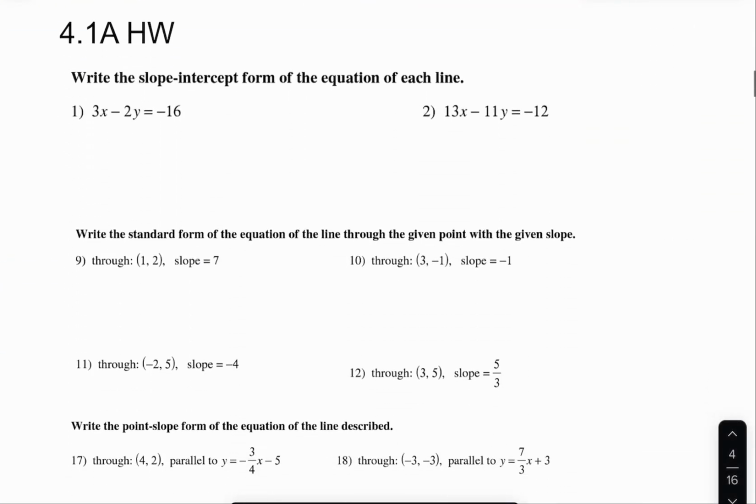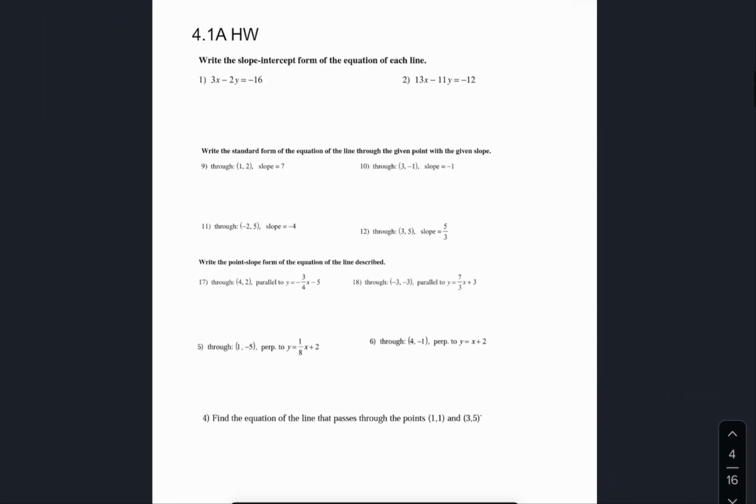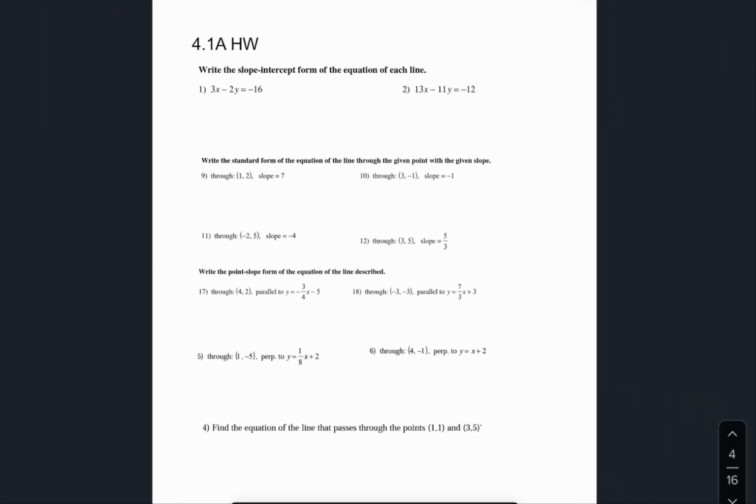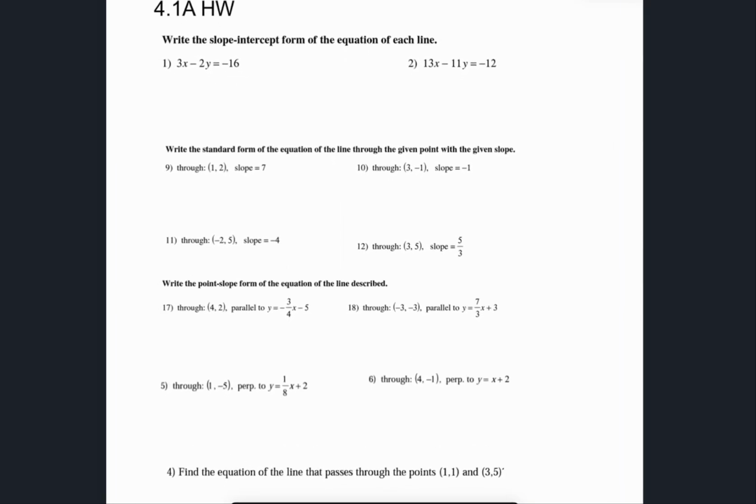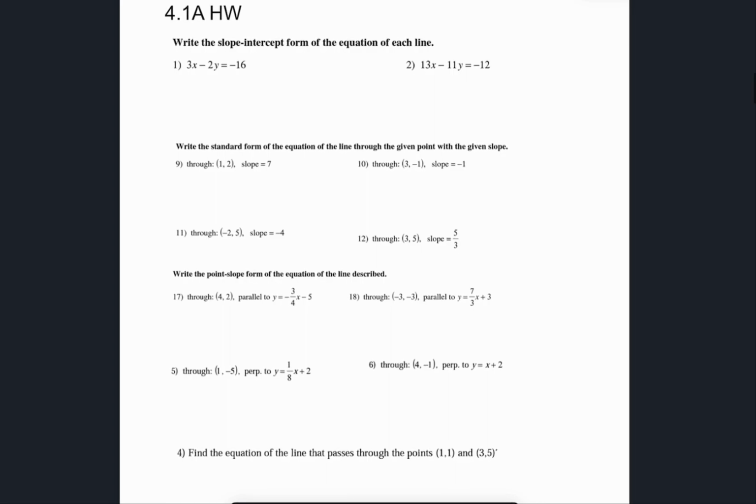And then that leads us to our 4.1a homework. They're just the questions that you see here. Just follow the instructions. They should look very similar to what we were just doing.